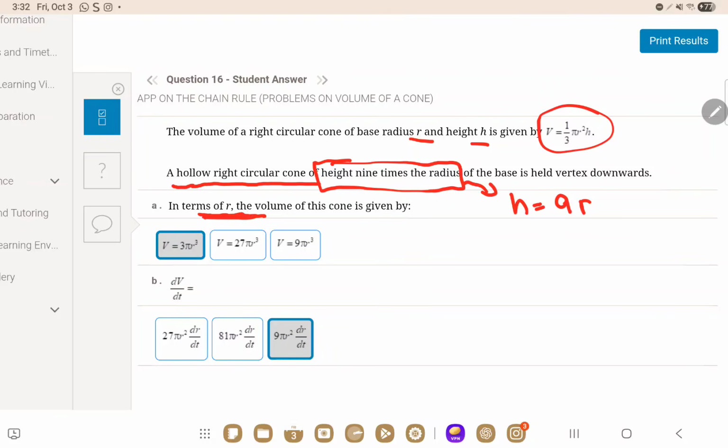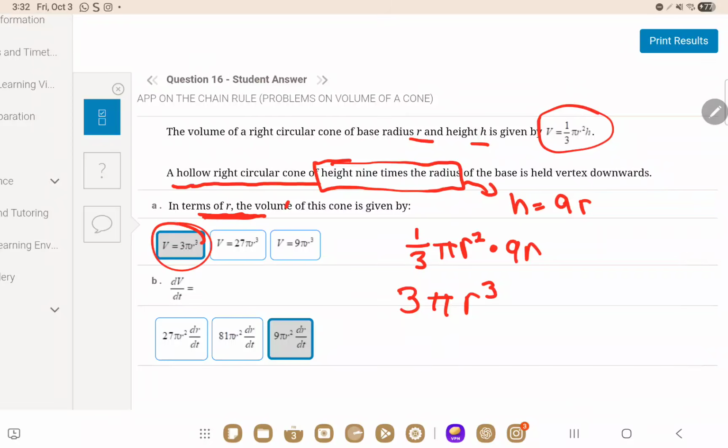What's the volume? So they're basically telling you, my bad for moving, my chair slipped, they're basically telling you to make this equation only in terms of r. We were given that height equals 9r. So what can we do? We can replace height by 9r. 9 times a third is equal to 3. r times r squared is equal to r cubed. So it's 3 pi r cubed. And that is our volume equation for this case.